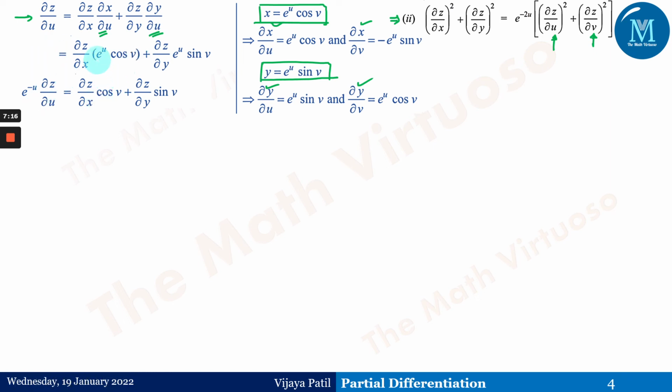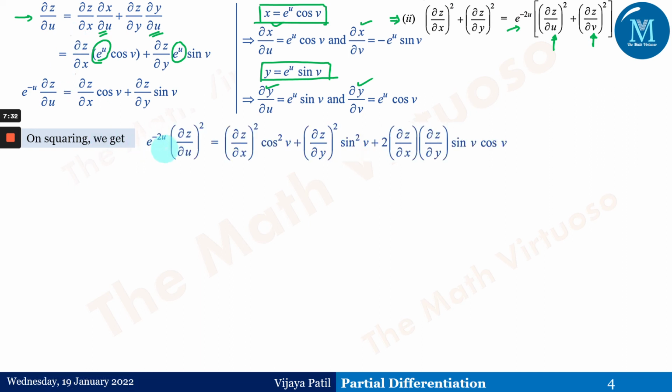Why e to the power u? Because we have e to the power u from here and e to the power u from here, so we take it out, move e to the power minus u to the other side, and we get this. And why are we doing that? Because we need to square both the sides. It's like (a plus b) the whole square, so we have to deal with that.